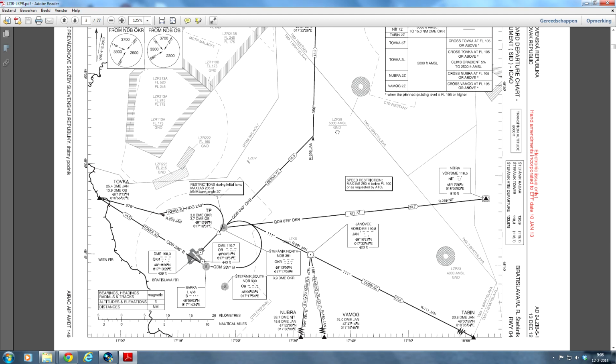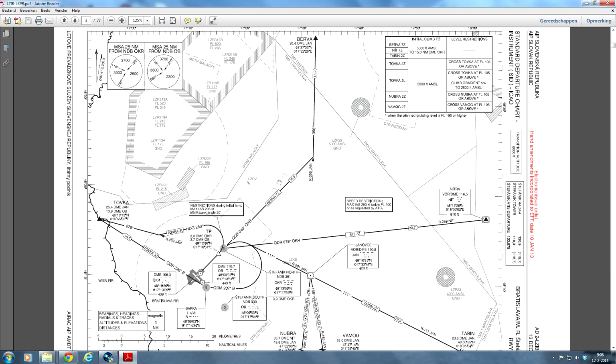So yeah, the departure chart, just a very good representation of the route. Make sure you have it so you know where you're going. Of course you can enter the departure route in the FMC, but as you can see there might be restrictions, altitude, speed restrictions, things like that, and it just raises your awareness of the route.